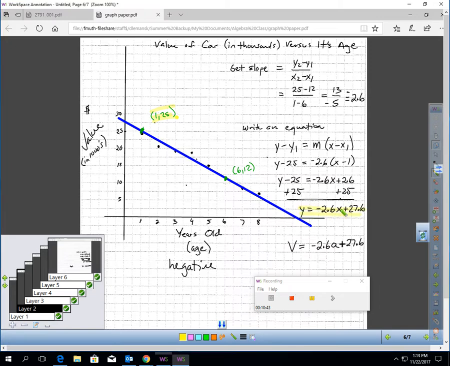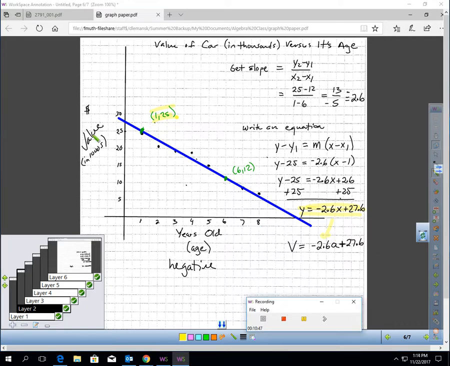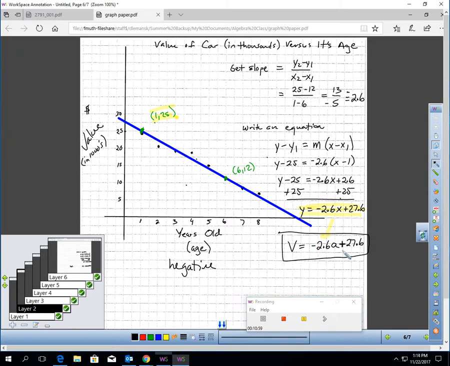Now, you notice below, I rewrote it just to make it nice. This is value and age, so x is age, so I put an A for age, and I put V for value. You don't have to do this, but I thought that's kind of nice. It makes it clear that this is my age, this is my value. Now, I want you to notice a couple things on my equation.